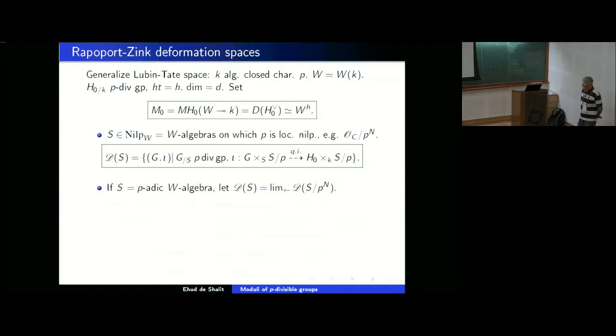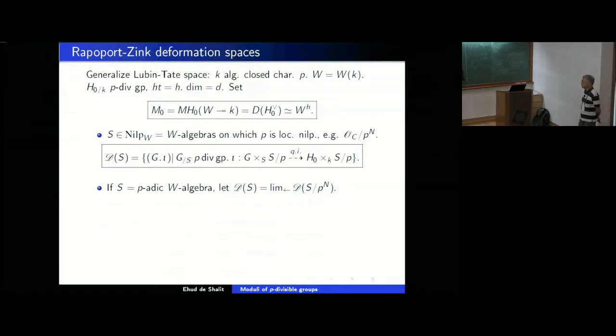Now, the test objects in Rapoport-Zink, that's a little bit annoying, is not the same category C_k that Lubin and Tate used. It's the category Nilp_W of all W-algebras in which p is locally nilpotent. But the rings that we'll be interested in, like O_C over p^n, or inverse limits of such rings, will be considered.